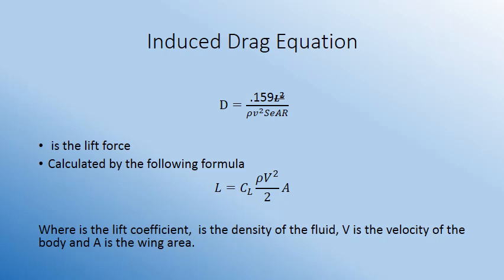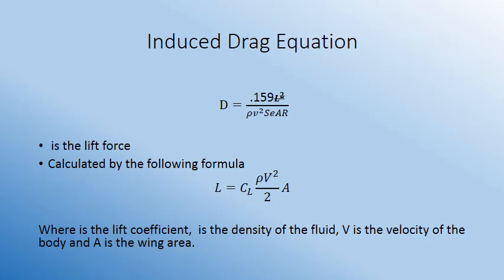L is the lift force, the force that directly opposes the weight of an airplane and holds the airplane in the air. This force can be determined by the following formula. L equals CL times rho V squared over 2 times A, where CL is the lift coefficient, a number that aerodynamicists use to model all the complex dependencies of shape, inclination, and some flow conditions of lift. This number is determined experimentally.